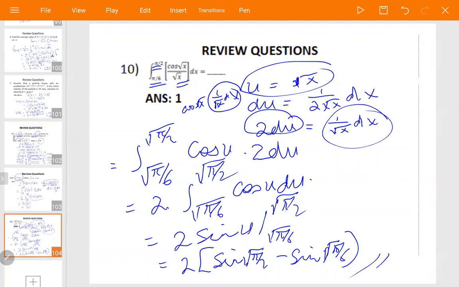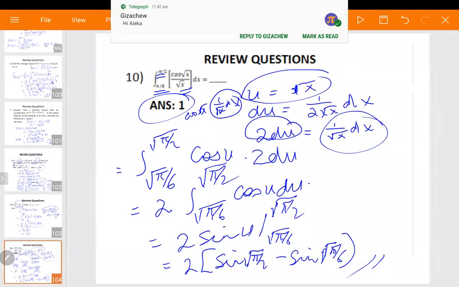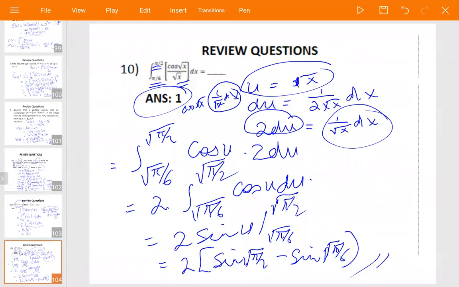This is the answer. Okay, because it is not sine of pi over 2, rather it is sine of square root of pi over 2. So it is not 1, and this is not 6. It is not sine of pi over 6, rather it is sine of square root of pi over 6. So it is not 1 over 2. Okay, so we write simply as it is: 2 in brackets, sine of square root of pi over 2 minus sine of square root of pi over 6.